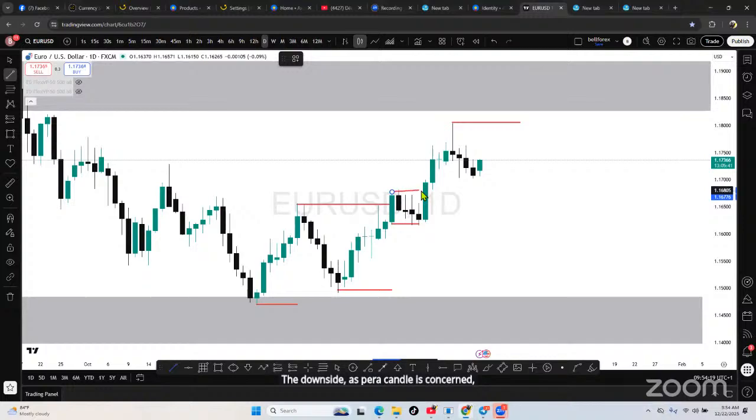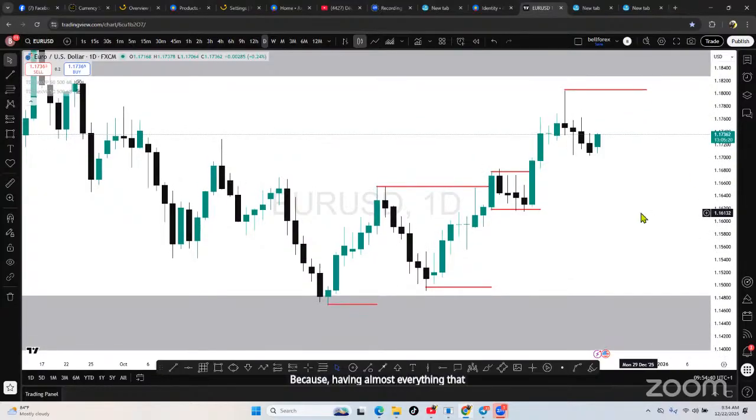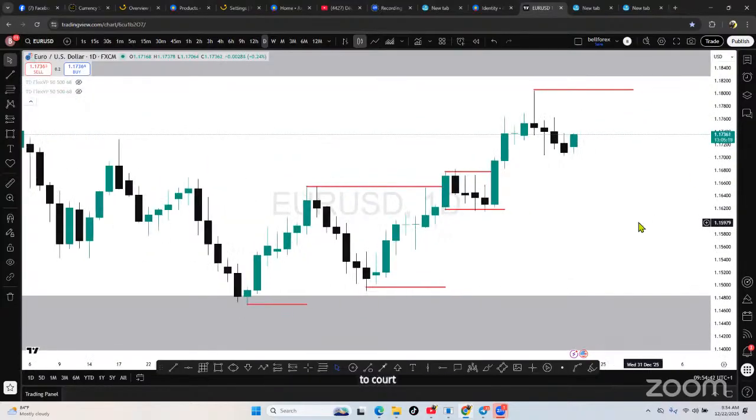Donc, ce qui se produit dans cette bougie verte. So everything that actually occurred here occurred within this green candle. So I will not say that this particular structure here is a pullback. You get it? I will not say that this is a pullback because almost everything that occurred within that particular structure. Let me change the color.